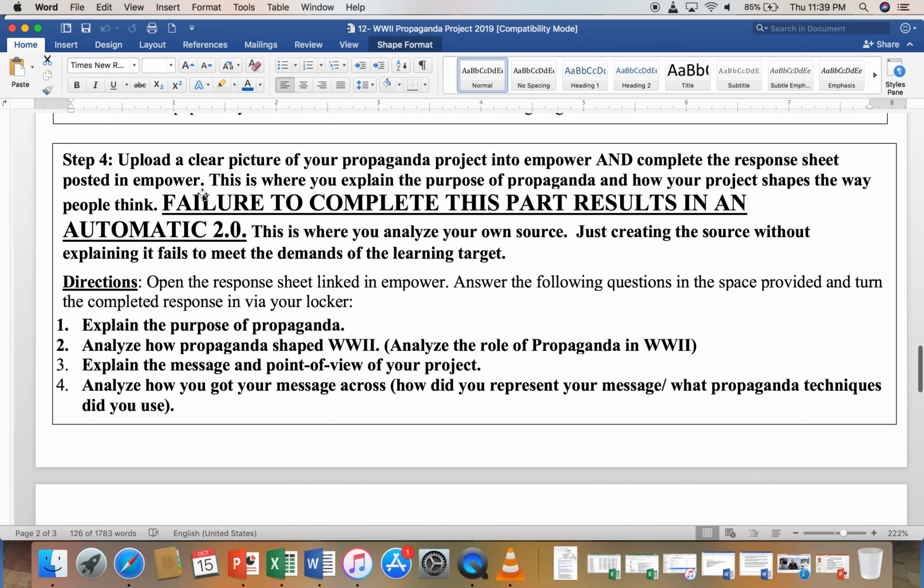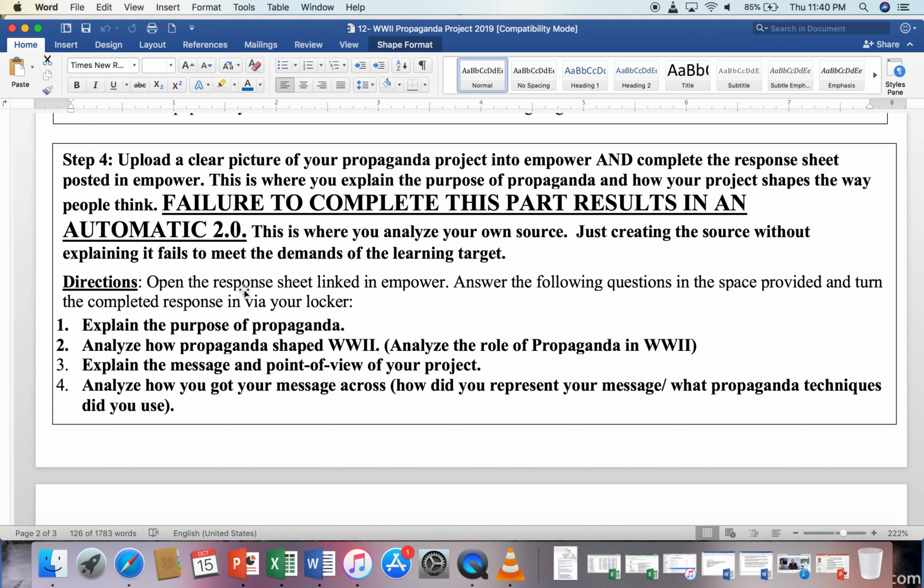All right, so step 4, upload a clear picture of your propaganda project into Empower and complete the response sheet that's posted in Empower. This is where you explain the purpose of propaganda and how your project shapes the way that people think. If you just turn in your picture, you're going to get a 2.0. It doesn't matter if you have the best picture or drawing in the world. If you don't complete this step, which is where you explain your picture, 2.0 because it's incomplete. So please be aware of that, and we're going to take a look at that here in a minute and what you need to do. So this is where you analyze your own source. Just creating the source without explaining it fails to meet the demands of the learning target.